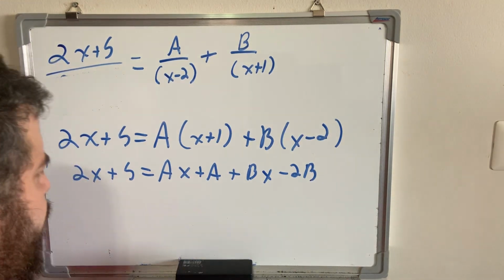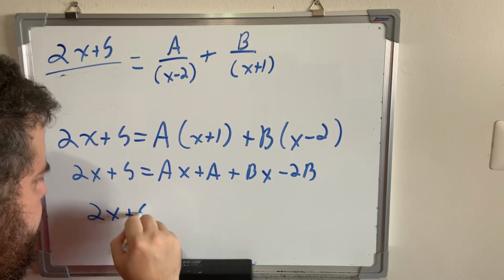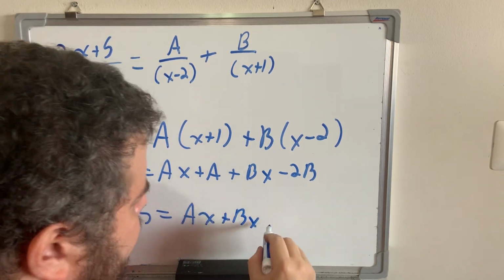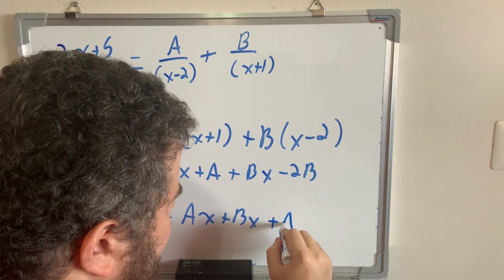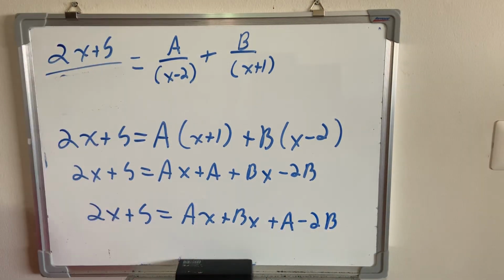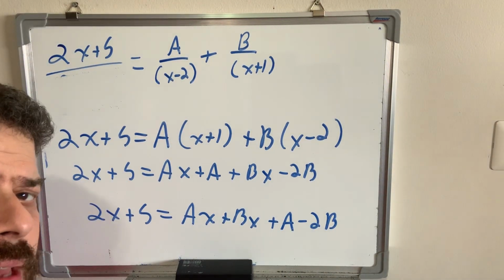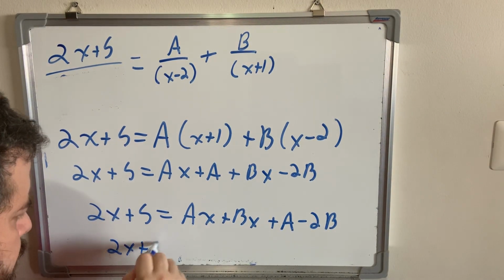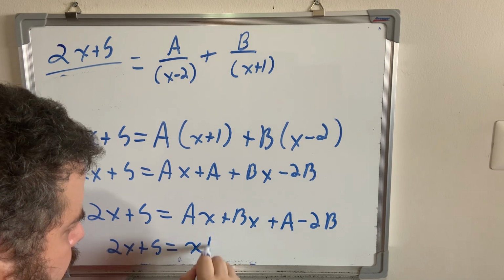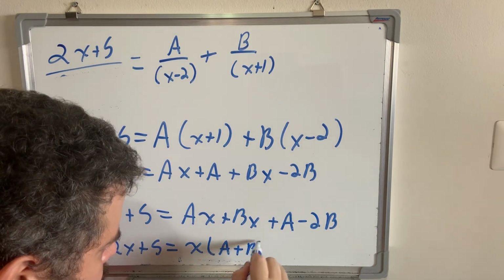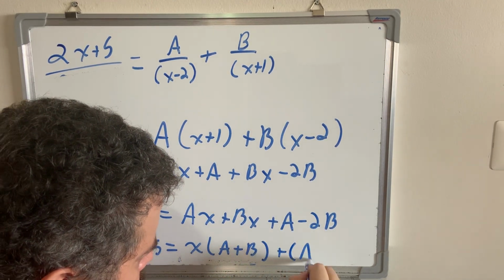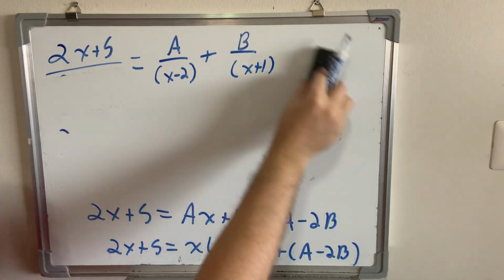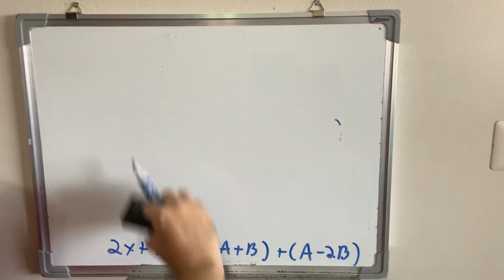There are no x squares, but I do have ax plus bx, and then I have plus a minus 2b. I'm going to rewrite this as parentheses. 2x plus 5 equals common factor. And here I have no common factor. So I'm going to rewrite this up top to start working.